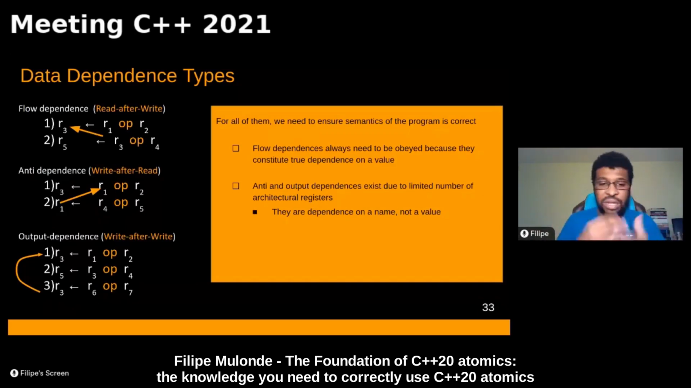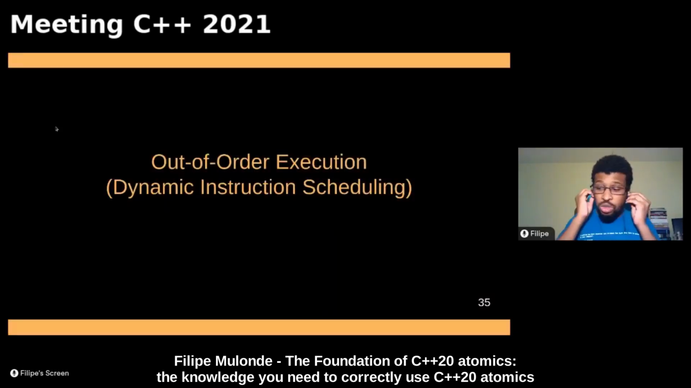We don't have enough time to cover all of this, but you can watch my CPPCon talk that will be available on the YouTube channel of CPPCon, where I will go into detail about how these dependencies are eliminated and how modern machines tolerate flow dependencies. But it's important to understand out of order execution, and also dynamic scheduling, because it is crucial to understand atomic operations. So that's what for now we are going to understand.